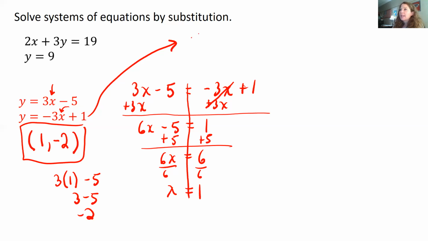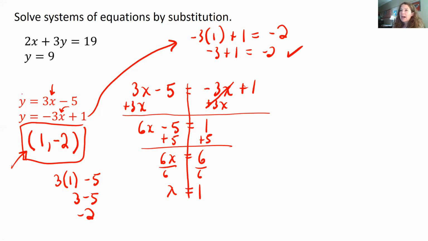So negative 3 times x, and x is 1, plus 1 equals y. Well, y is negative 2. So let's double check, make sure this is right. Negative 3 times 1 is negative 3, and negative 3 plus 1 is in fact negative 2. So I know for sure my answer is correct. And this is my solution.